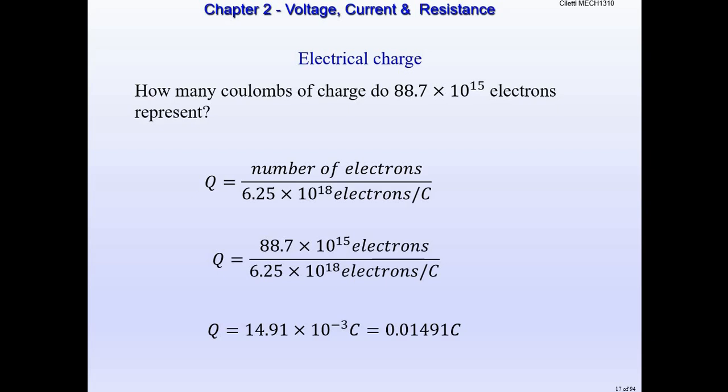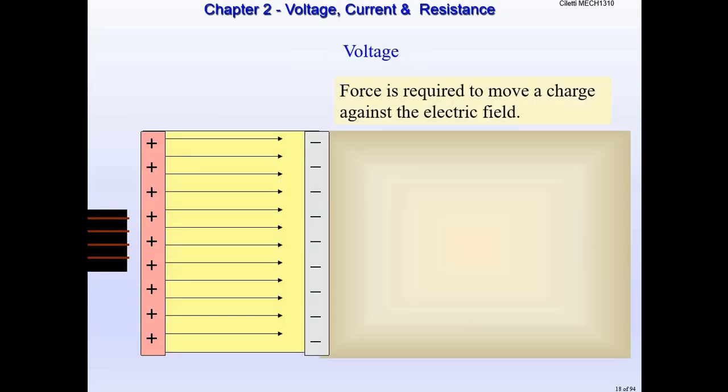So for us, it's 14.91 times 10 to the minus 3 coulombs, or we say 0.01491 coulombs. So either way, could we say what's the SI on that? Yes, it would be 14.91. 10 to the minus 3 is what? Milli. So we would say 14.91 millicoulombs. So that would be the correct, most accurate way that we would say that number.